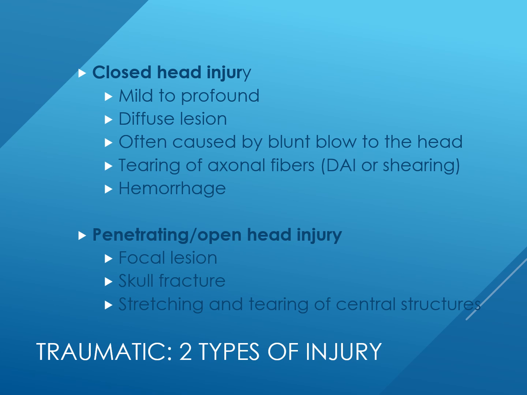The next type of brain injury is a penetrating open head injury. This is when there is a fracturing or perforation of the skull with the meninges becoming torn or lacerated, thus causing a focal lesion, which is when the damage is limited to a small area of the brain. The most common example of a penetrating wound is a gunshot wound. There is a skull fracture and stretching and tearing of the central structures.